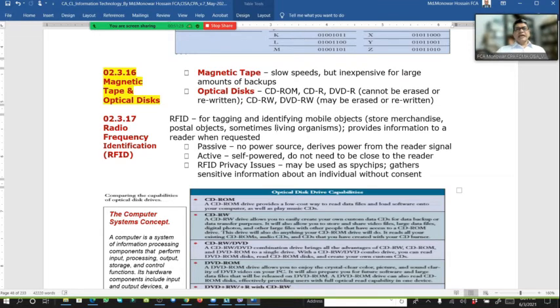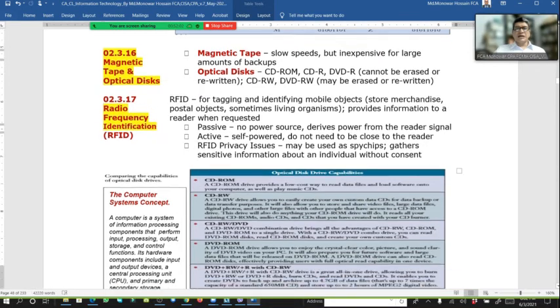Radio frequency identification, we can say, is used for identifying and tracking, and provides information to a vendor. Passive tags have no power source and derive power from the reader signal; active tags have their own power, etc. This is the radio frequency technology we use in radio or mobile technology.